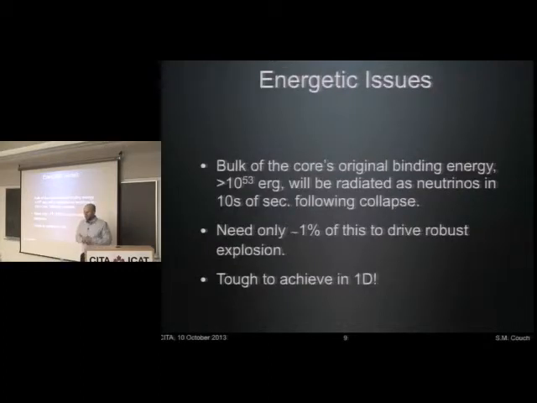A little primer on core collapse supernova theory. Most of the core's original binding energy, a couple times 10 to the 53 erg, is going to come out as neutrinos in the first tens of seconds after the collapse of these cores. Now, the typical energies of core collapse supernovae, I think I already mentioned, are 10 to the 51. So you only got to trap about 1%, give or take, of this energy to explain typical supernova energies. But the problem is that that's a really tough thing to do.